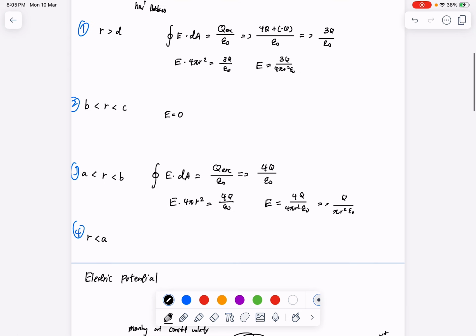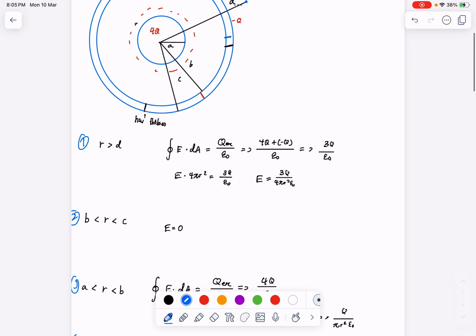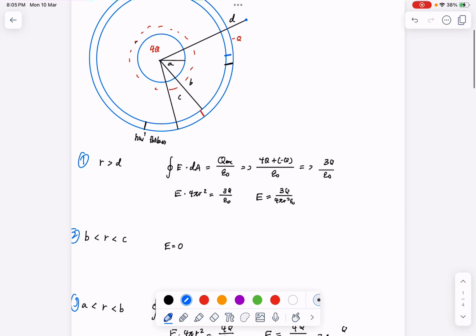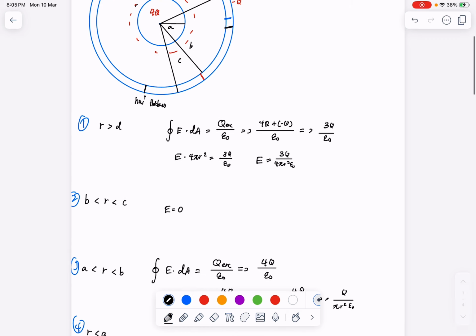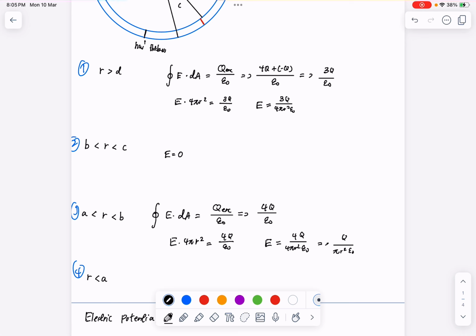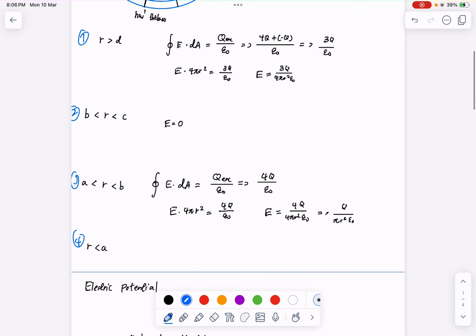Okay. And you may wonder why this is the case? I'll explain it later. Give me a moment. So when r is less than a, because this is also a conductor, E equals 0. E is also equal to 0.